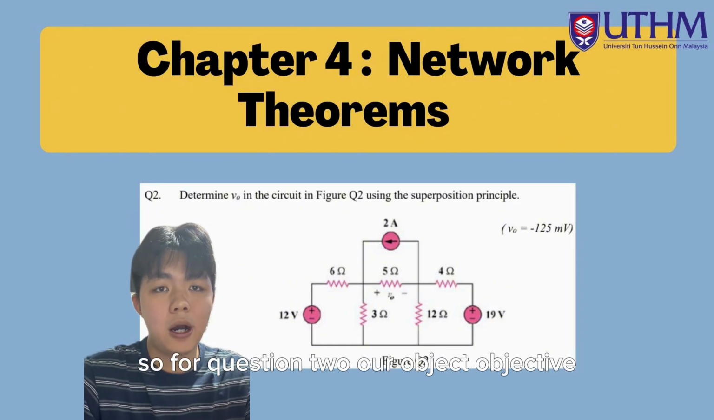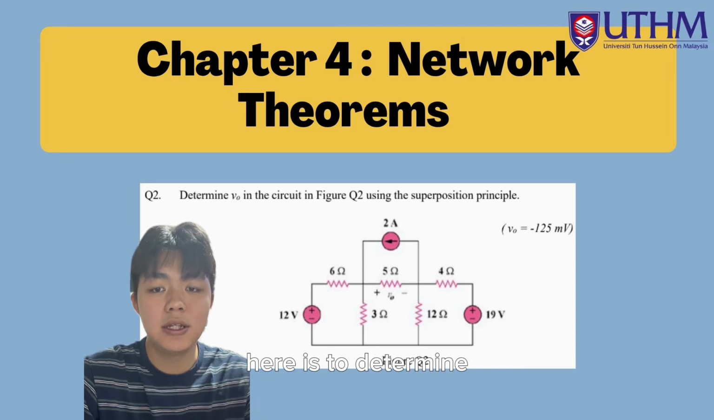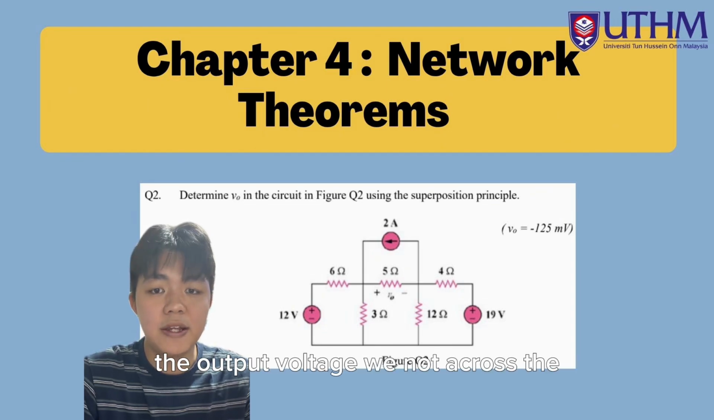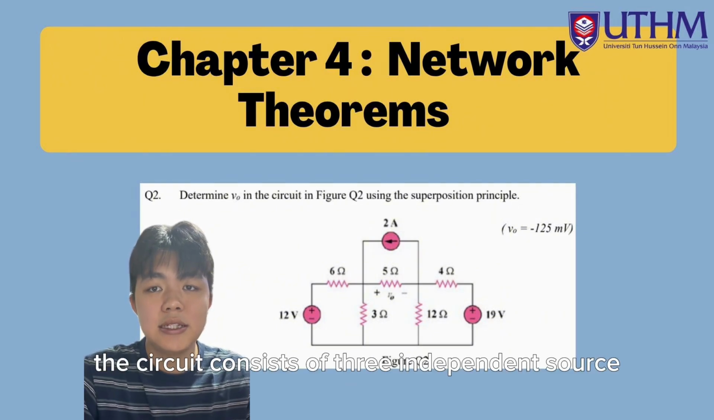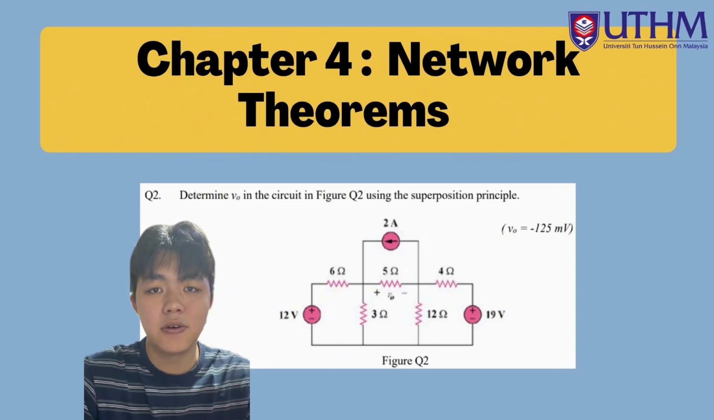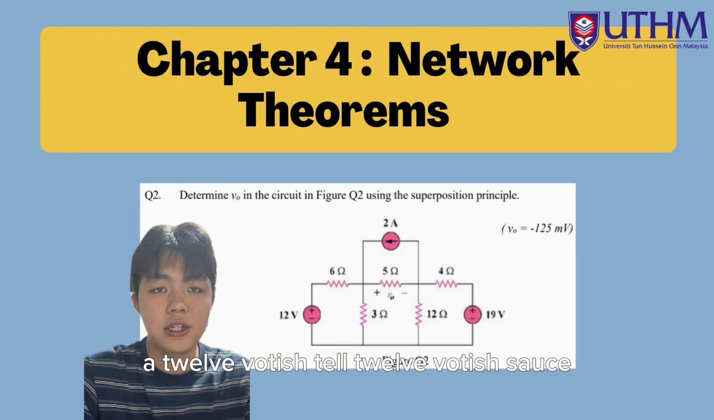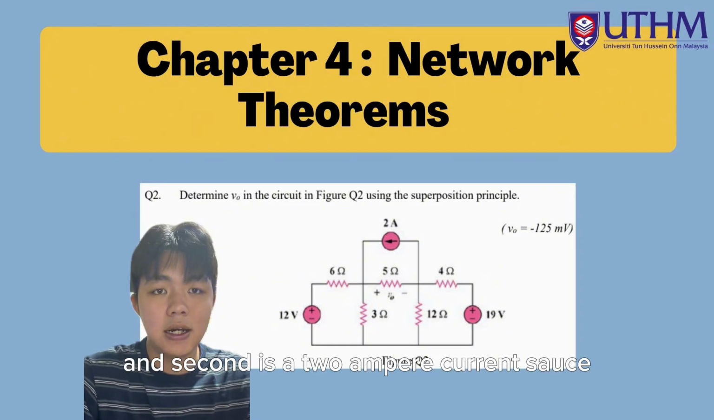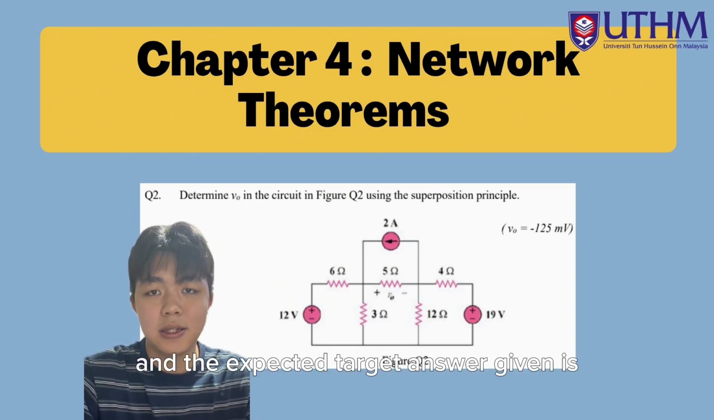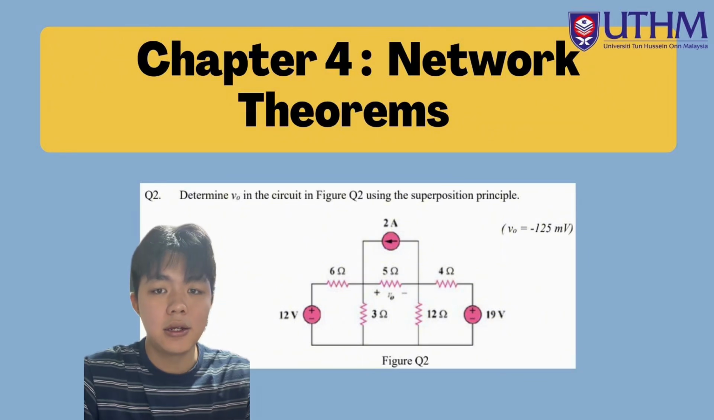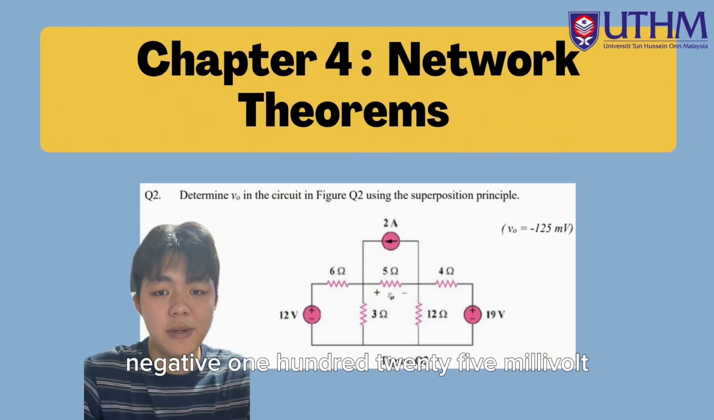So for question 2, our objective here is to determine the output voltage V0 across the 5 ohm resistor using the superposition principle. The circuit consists of 3 independent sources. First is a 12 volt voltage source, second is a 2 ampere current source, and third is a 19 volt voltage source, and the expected target answer given is negative 125 millivolt.